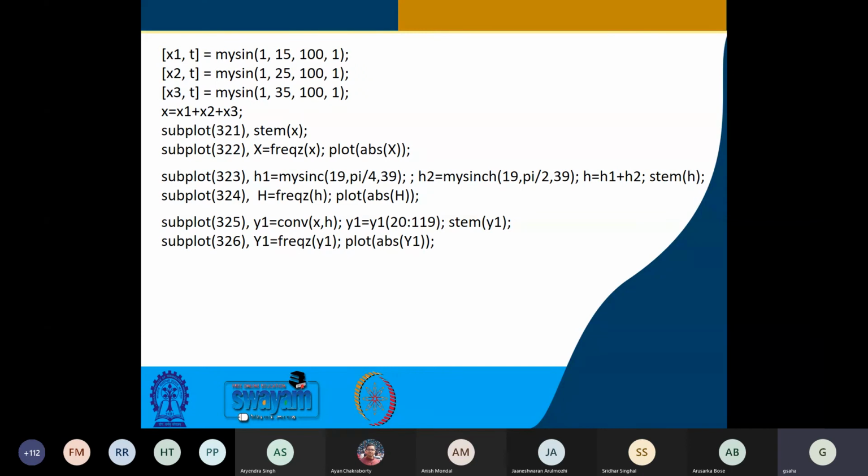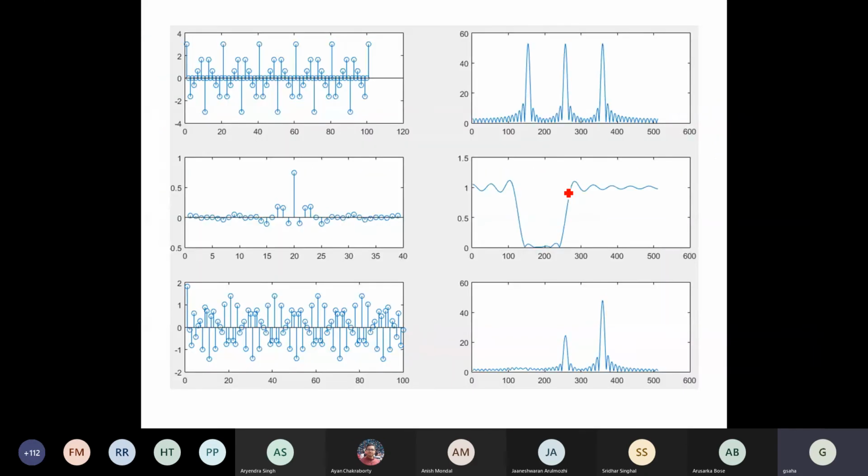Now we can see the signals. You can give actual 15 Hertz, 25 Hertz and 35 Hertz and check for ourselves that it is working fine. So this is what you see.